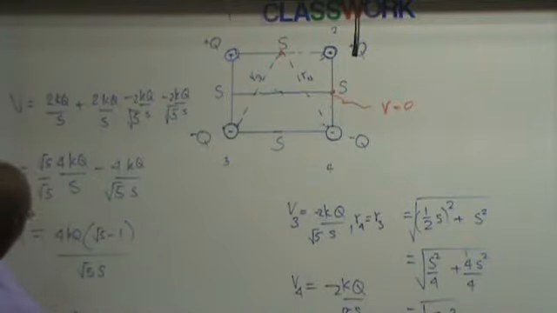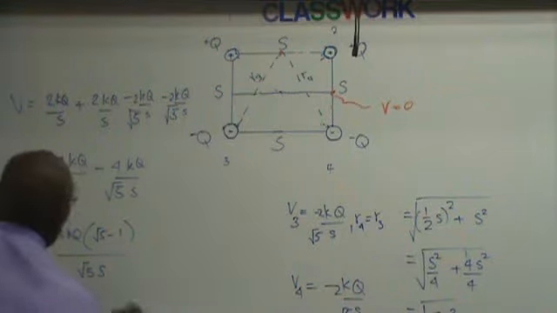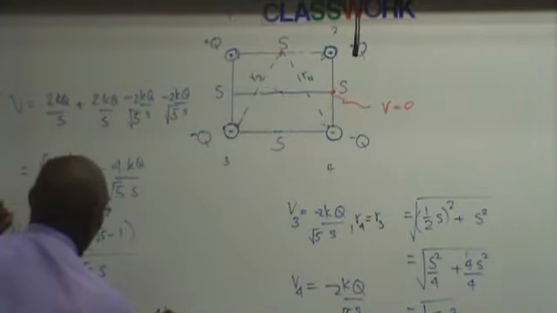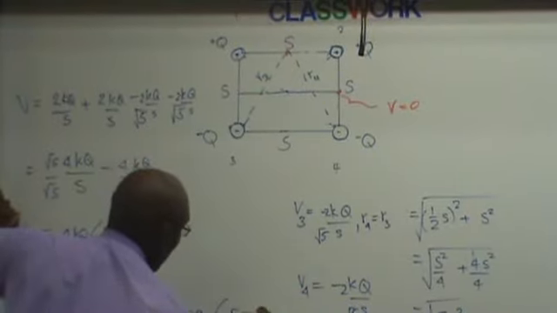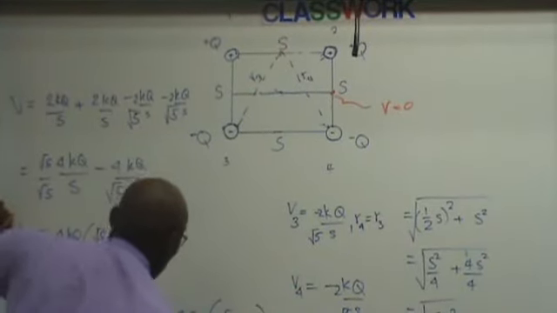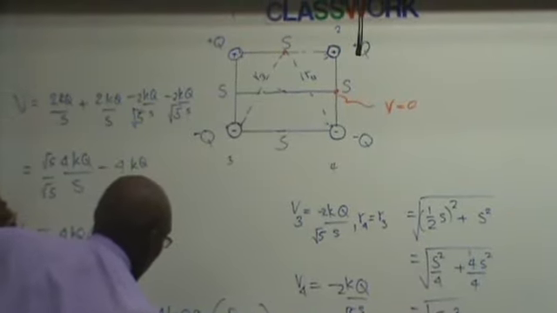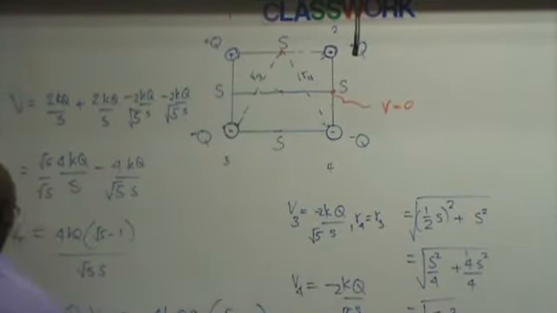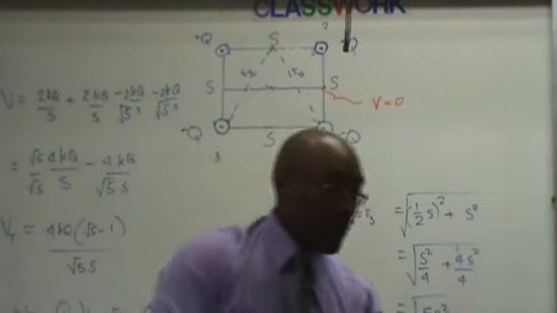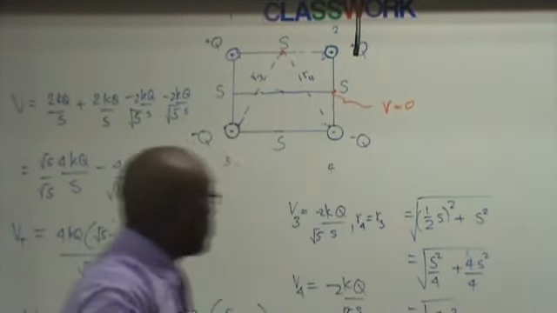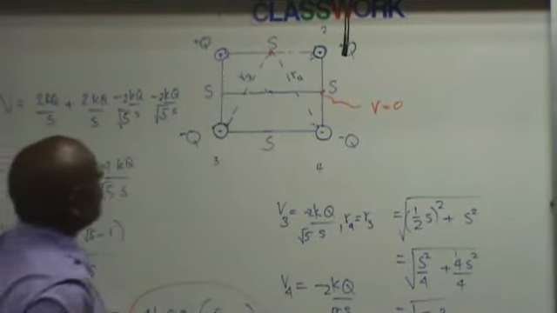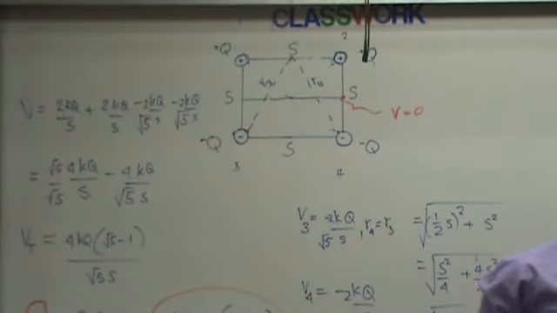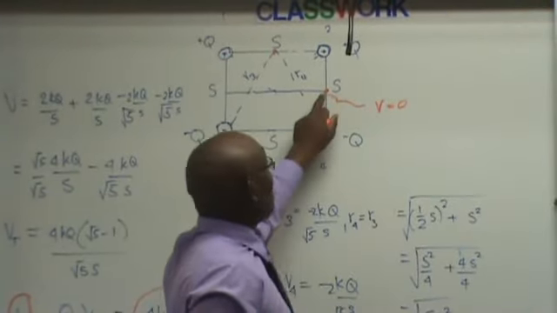So now my work is Q times V total, which is just 4KQ, little q, square root of 5 minus 1 over square root of 5 F. Done. That's the amount of work it takes to bring a charge in. No, not to bring it in. Move it from here to there.